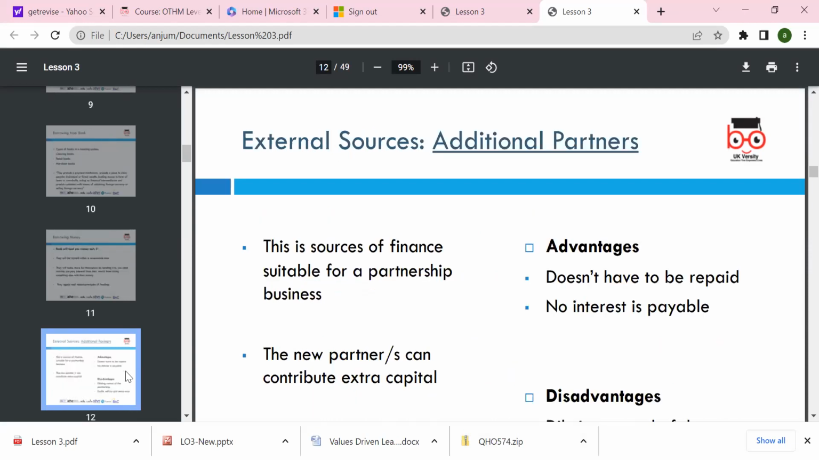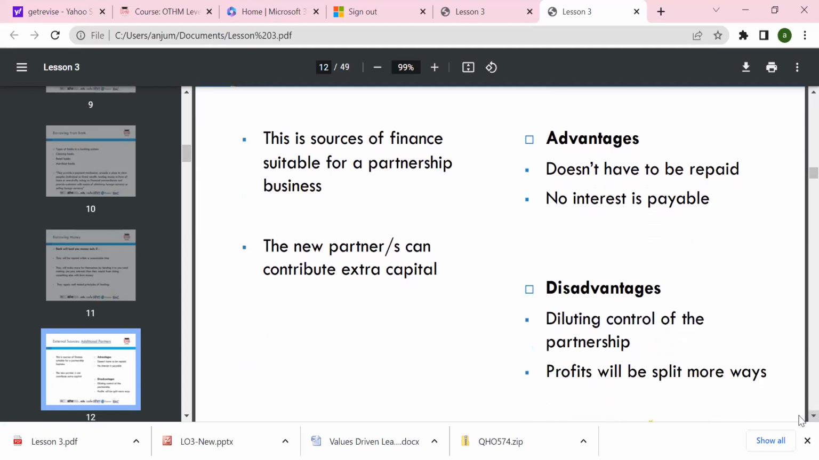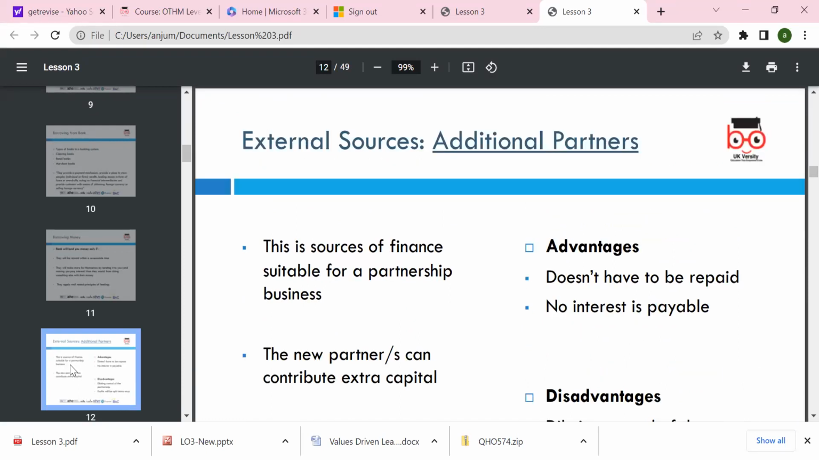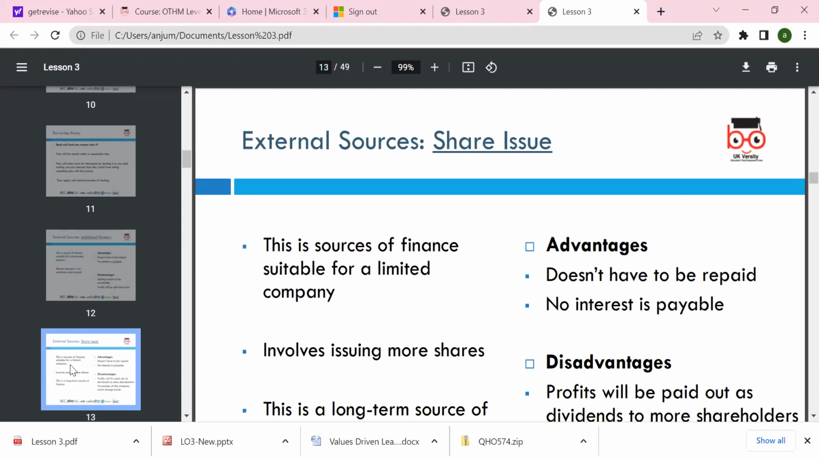Okay, so additional partners, as we mentioned earlier, don't have to be repaid and there is no interest. The disadvantage is that your profit needs to be spread among many people, and control is diluted with the additional partners. Okay, shares: normally companies issue them, and there is a repayment period, and profit will be paid out as a dividend. So that's what we need to look at. Any questions?